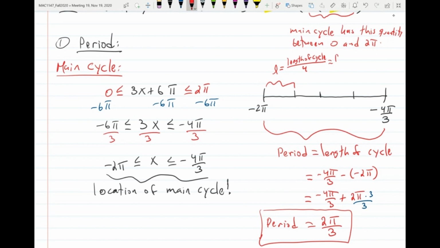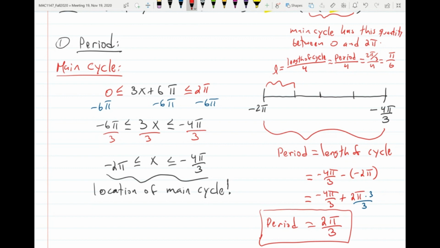So how do you figure this out? You take your period and you divide it by 4, which in this case is 2 pi over 3 divided by 4. So the 2 cancels with the 4, and you get pi over 6, okay? So we're going to be moving in increments of pi over 6, all right? So with this information, we can now figure out the remaining 3 points.